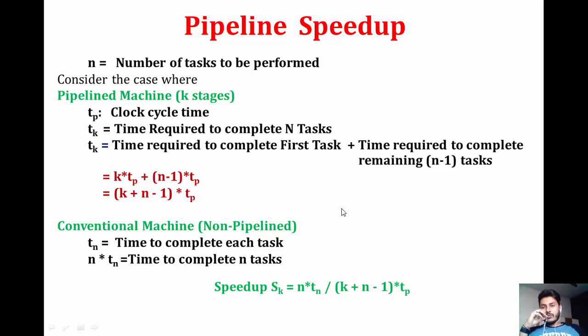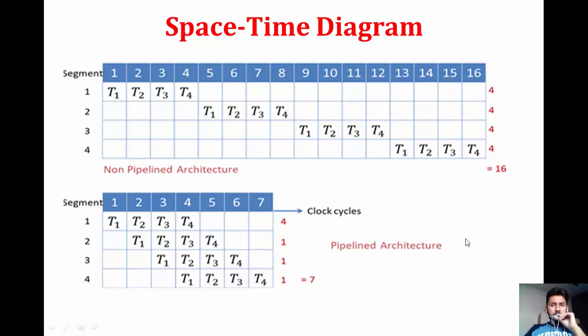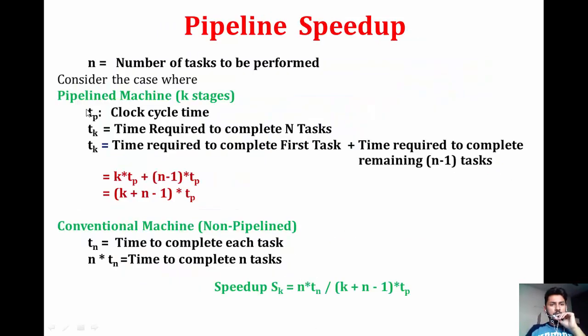We'll be discussing speedup, and what actually happens when we introduce a pipeline. In this scenario, let's take an example of how this 16 and 7 are calculated. It's normal, but mathematically some equations are there, so let's try to understand using those. So n is the number of tasks to be performed. Now consider a pipeline with k stages, that means k number of segments.